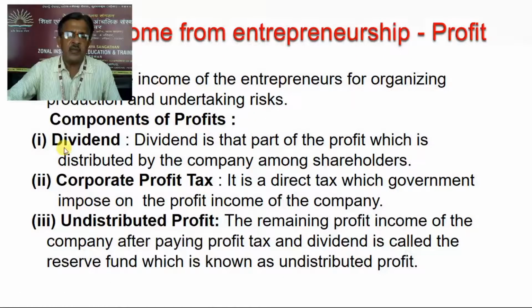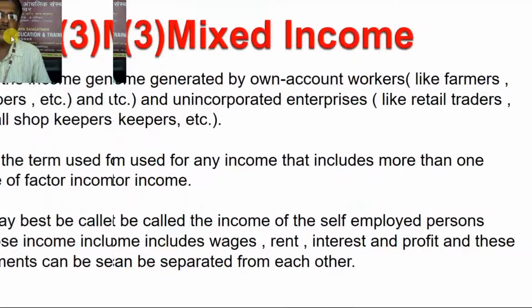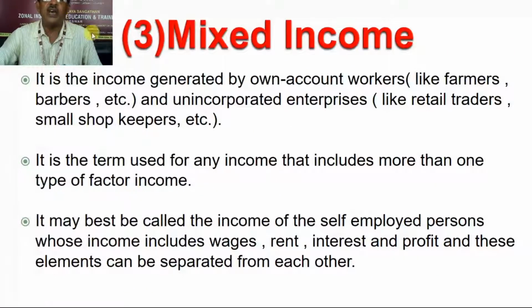Components of profit. Dividend, the first component of profit, is that part of profit which is distributed by the company among shareholders. Corporate profit tax or corporation tax is a direct tax which government imposes on the profit income of the company. Undistributed profit: the remaining profit income of the company after paying these two, profit tax and dividend, is called the reserve fund, which is known as undistributed profit. Then the third component of domestic factor income is mixed income.